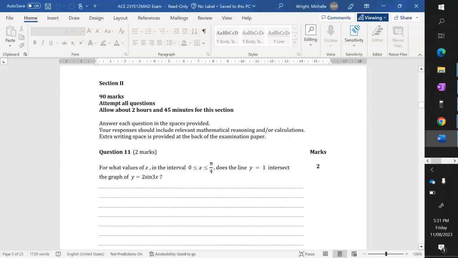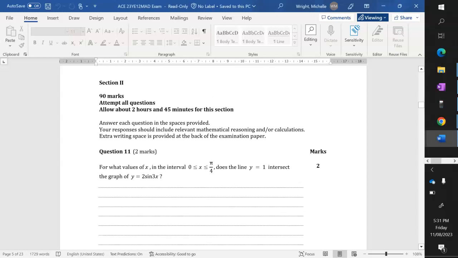Hi Year 12. So this video is having a look at section 2 of your HSC trial paper from 2023. It was worth 90 marks, this section, and the next two sections are worth 90 marks. So let's have a look through the first part here.